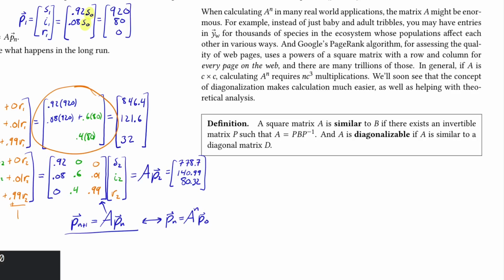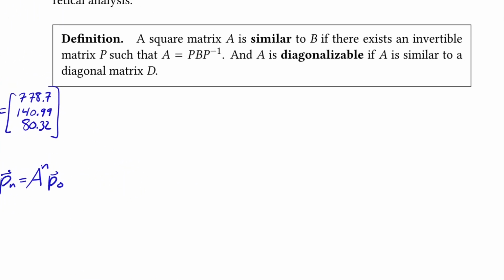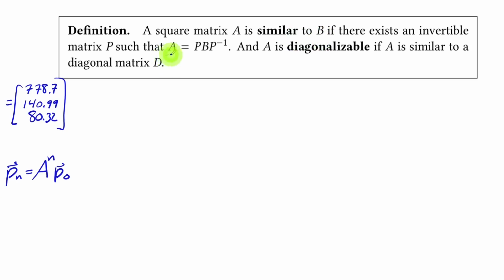All right, welcome back. We are going to dive into diagonalization next. So, first, we say a square matrix A is similar to B if there exists an invertible matrix P such that A equals P times B times P inverse. Now, A is diagonalizable if A is similar to a diagonal matrix D.